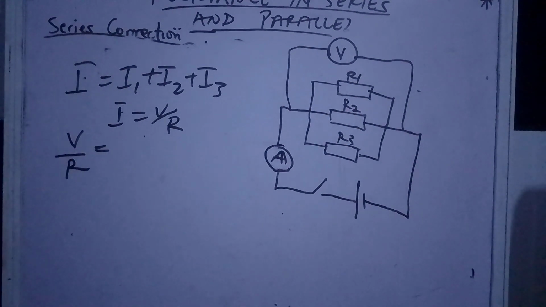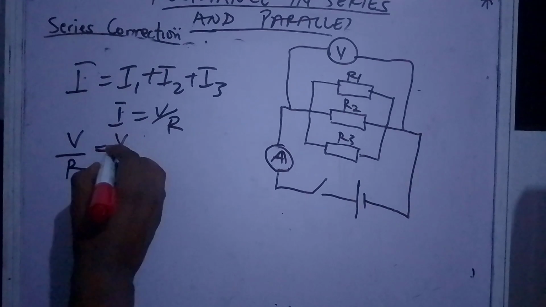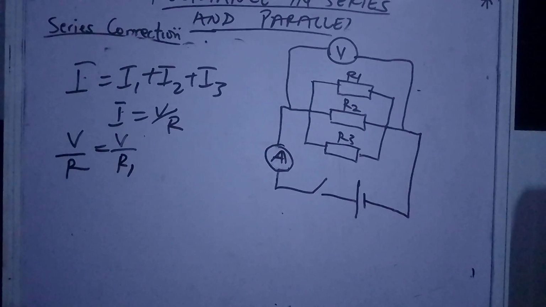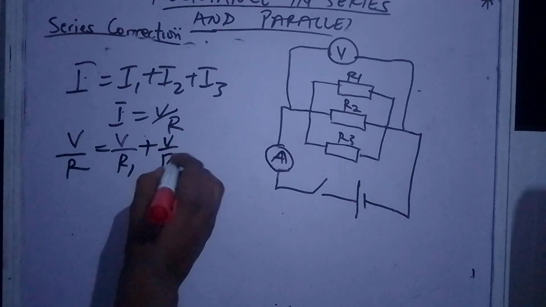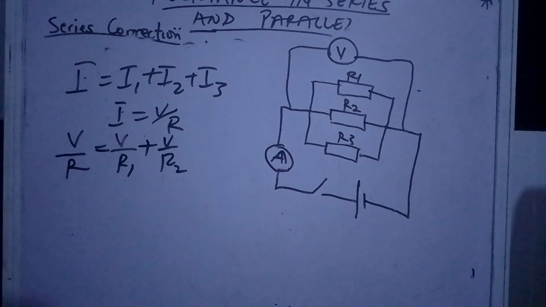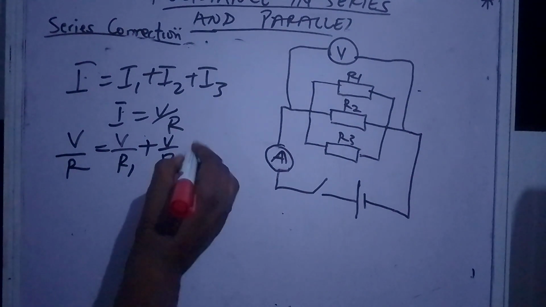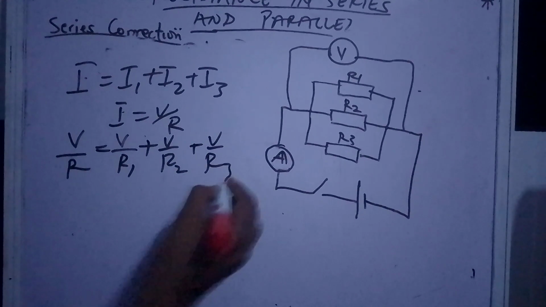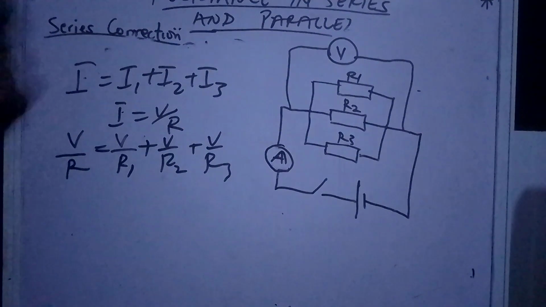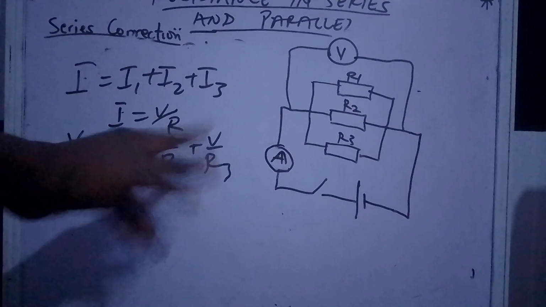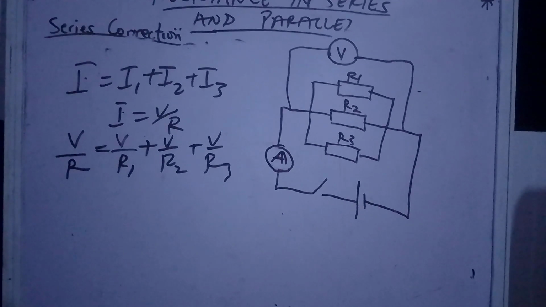So for I1, we are going to have V over R1. For I2, we have V over R2. While for I3, V over R3. So now that we have it like that, let's factorize this one. Factorize the V because V is common. They have the same V. So let's factorize with V and let's see what we have.